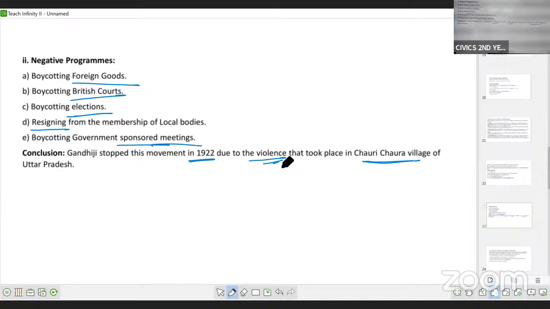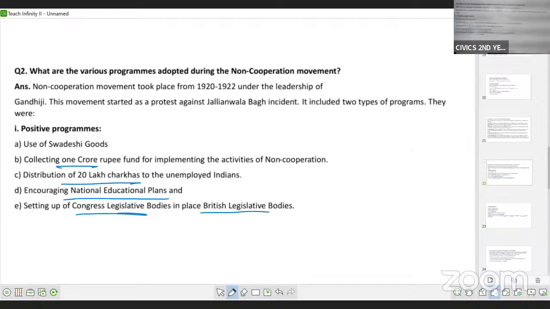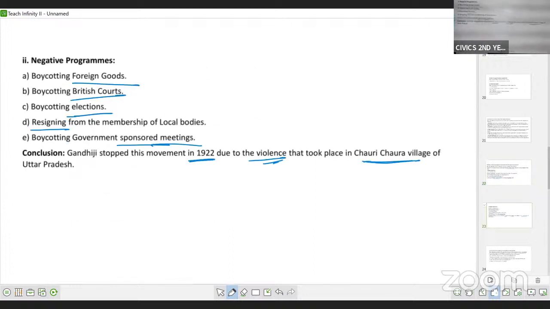So, because of the violence, Gandhiji stopped this movement. Okay, because Gandhiji believed in non-violence, and the non-cooperation movement was started against a violent incident, the Jallianwala Bagh incident. So, Gandhiji stopped this movement in 1922.